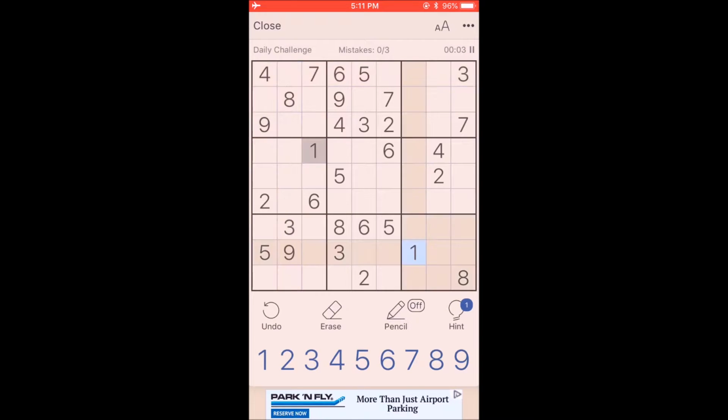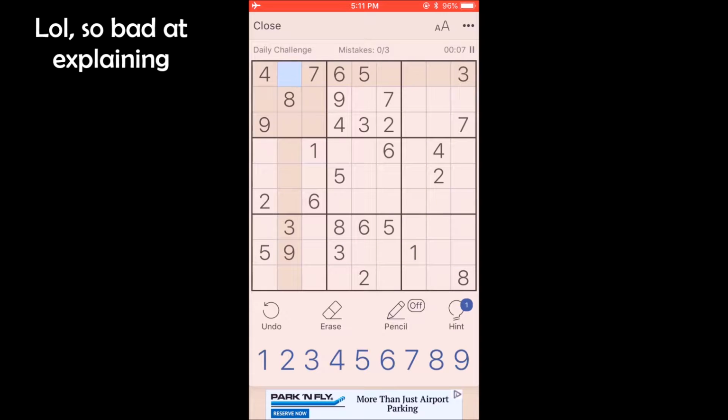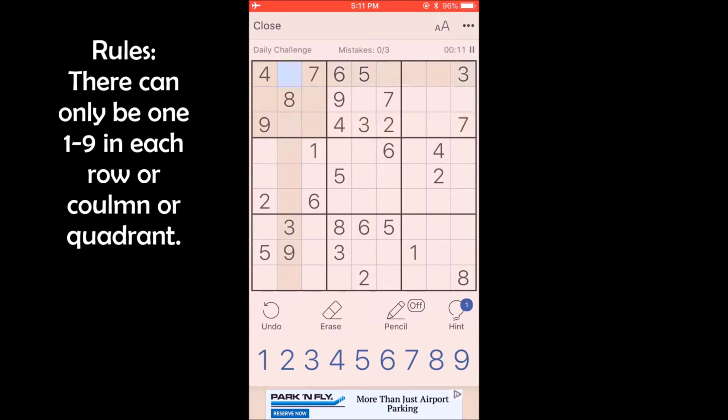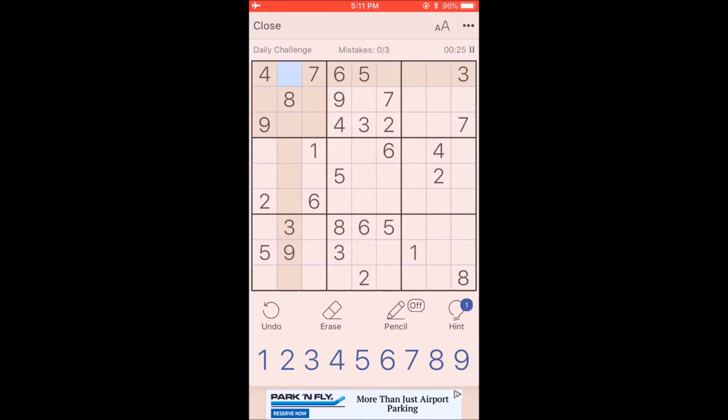Alright. If you guys never play Sudoku, it's basically having the numbers 1 through 9 in one quadrant, and there are a total of 1, 2, 3, 4, 5, 6, 7, 8, 9 quadrants, and you cannot have the same number in the same row or the same column. So it's like a math puzzle.